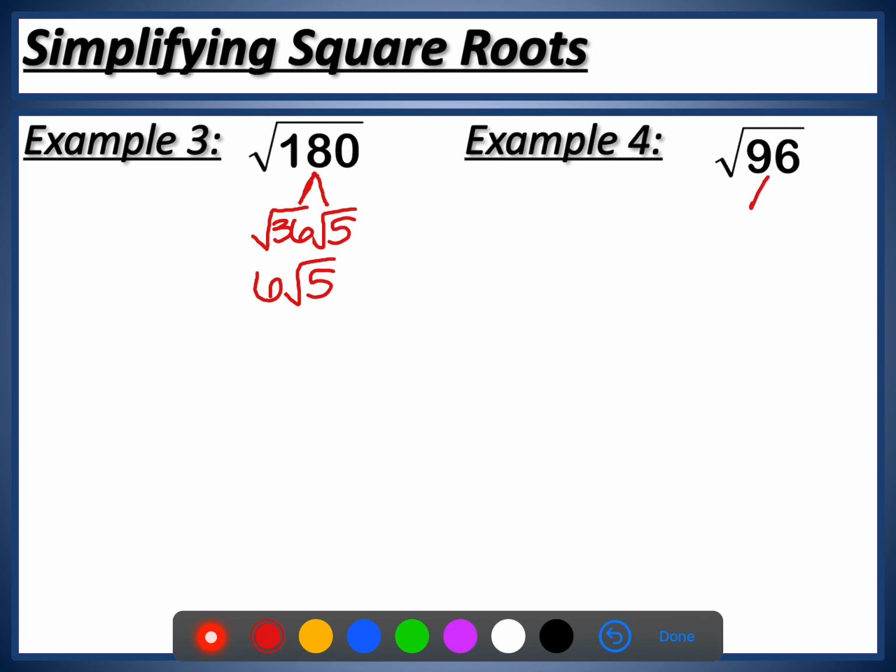Take a minute, and you can even pause the video if you need to. Let's see if you can determine what two numbers to split this into. Were you able to come up with 16 and 6? If you're not getting the right numbers here, it's most likely because you have not chosen the biggest perfect square. For example, you could have divided 4 into this, but you would not have fully simplified.